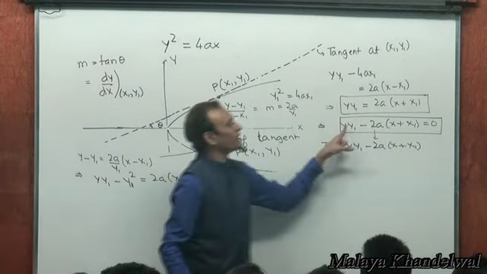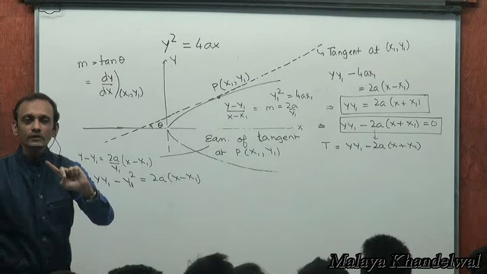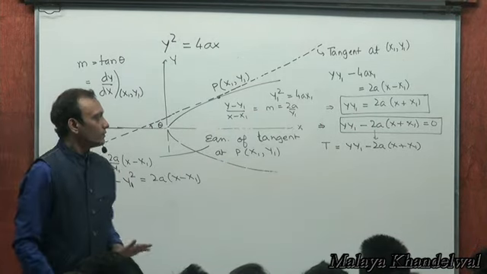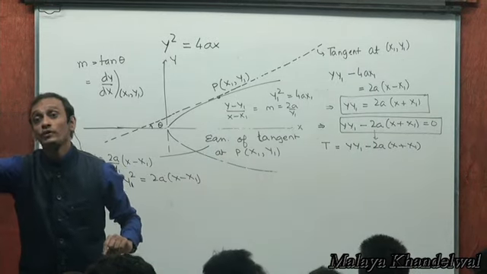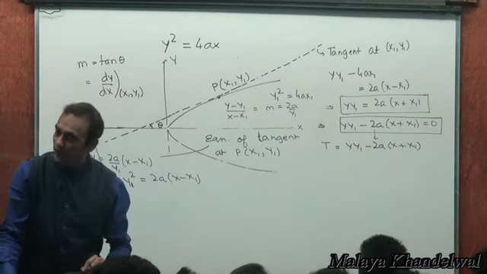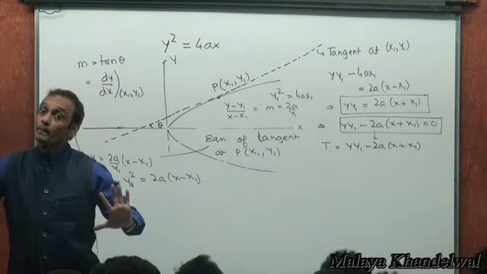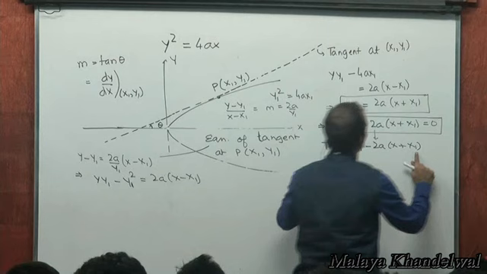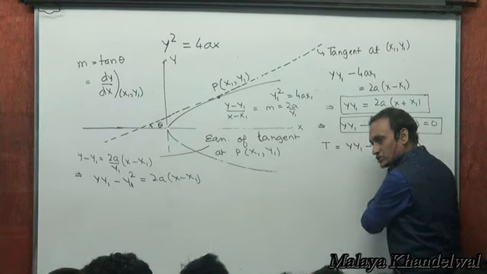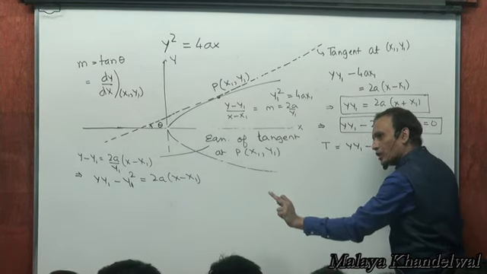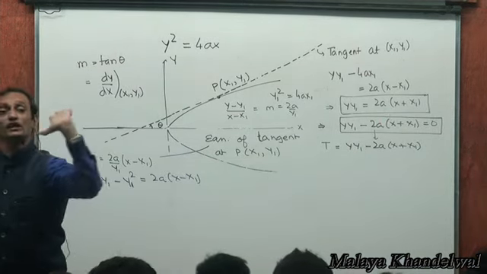So, call this expression t: y1 minus 2a into x plus x1 as t. And this is just an expression. If x1, y1 is a point on the parabola, then t equal to 0 represents the equation of the tangent at x1, y1. But otherwise, the expression t would be defined for any x1, y1 on, inside or outside the parabola. The expression t is defined like this. But if x1, y1 is a point on the parabola, then t equal to 0 will represent the equation of the tangent at x1, y1. Be very clear about it.